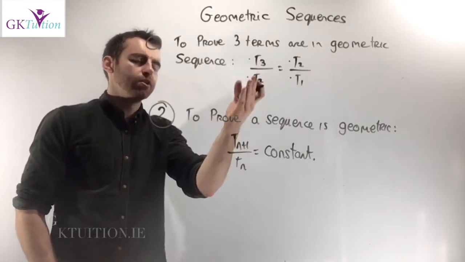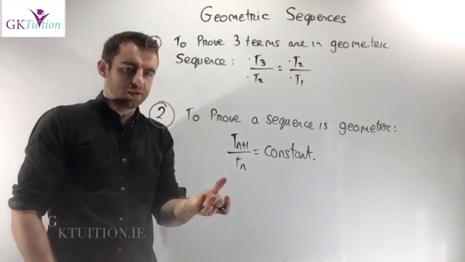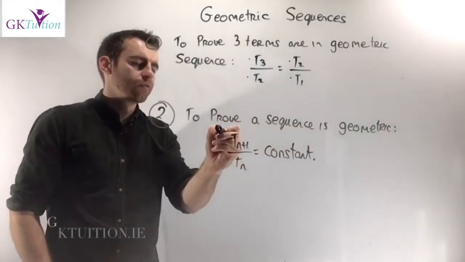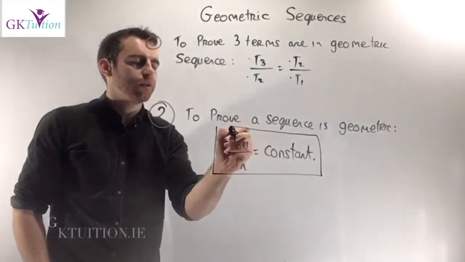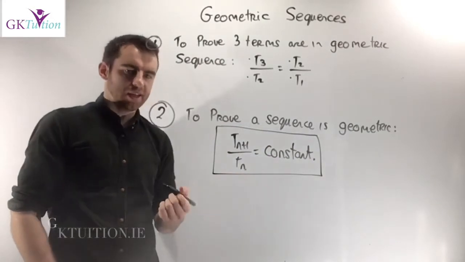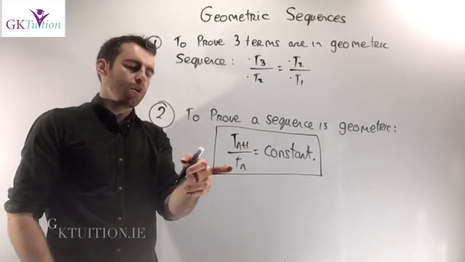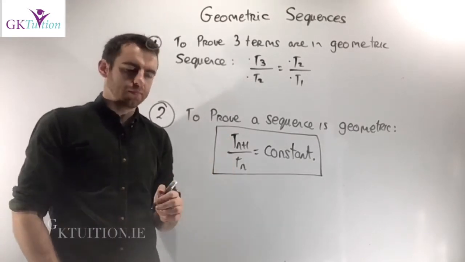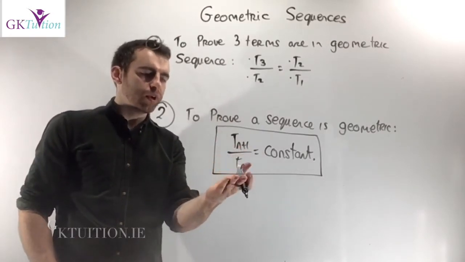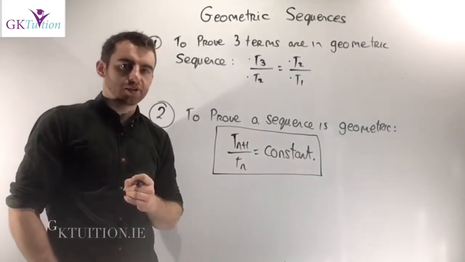Just because the first 3 terms are in geometric sequence doesn't necessarily mean that all of the terms are in geometric sequence. In order to prove that the entire sequence is geometric, you have to prove that any term divided by the previous term is a constant. Or in other words, the Tn plus 1 divided by Tn. Where Tn plus 1, that might be term number 10 divided by term number 9. That could be any term divided by the previous term. So you have to actually sub in n plus 1 in n, and when you divide Tn into Tn plus 1, it should work out as a constant.